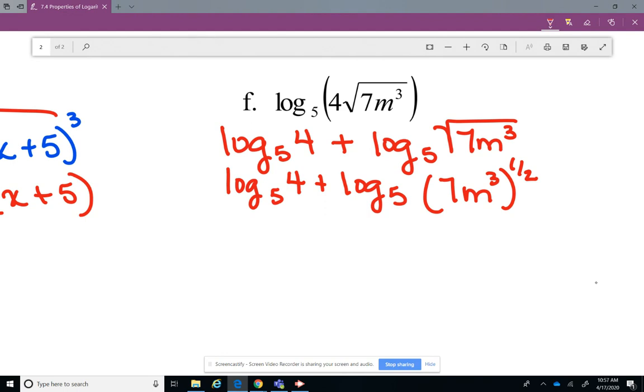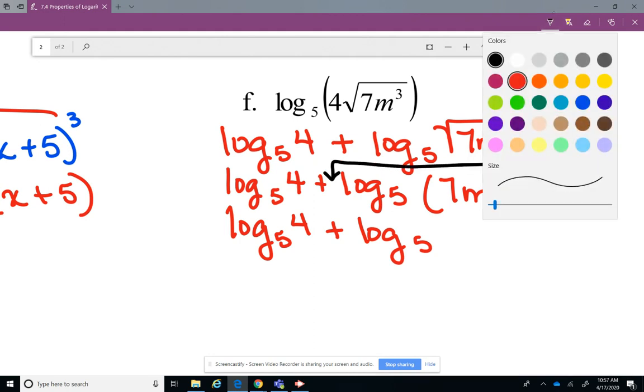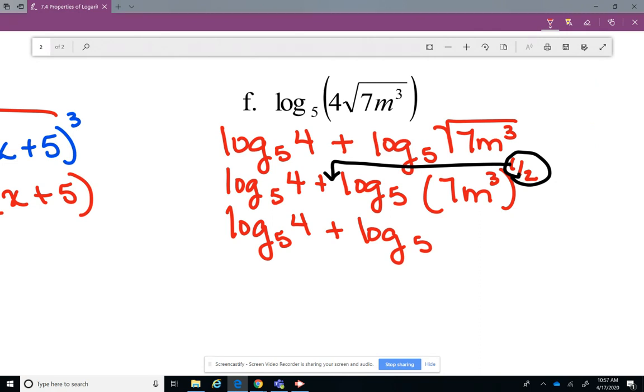All right, so let's rewrite again. Log base 5 of 4 plus log base 5. Now look at it. That is really going to be 7 to the what? What we're going to go ahead and do now is we're going to take that 1/2 and we're going to put it in front and make it a coefficient. All right, so let me erase my plus sign, give us a little bit of room here. Plus, we're going to put 1/2 in the front and we're just going to leave it as 7m cubed.